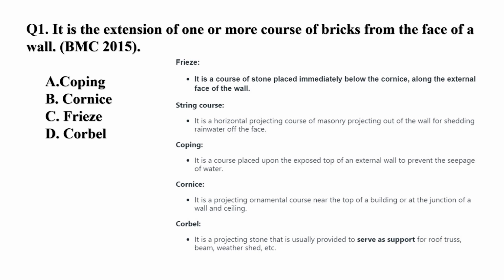Cornice is formed by ornamental courses in the junction of wall and ceiling. Then immediately below the cornice there is frieze. Frieze is formed by stone along with the external face of wall. Then next to frieze is corbel, and corbel is the extension of one or more courses of brick from the face of wall, and corbel is also used to support the roof truss, beam and weather sheds. So the option for this first question is corbel.